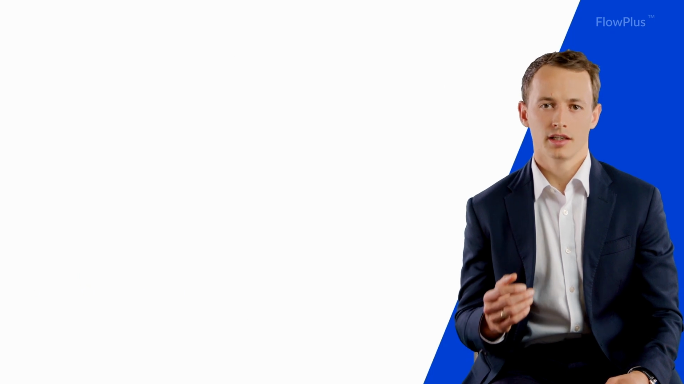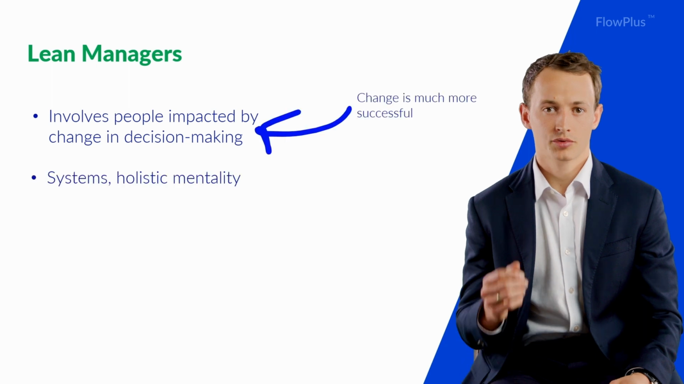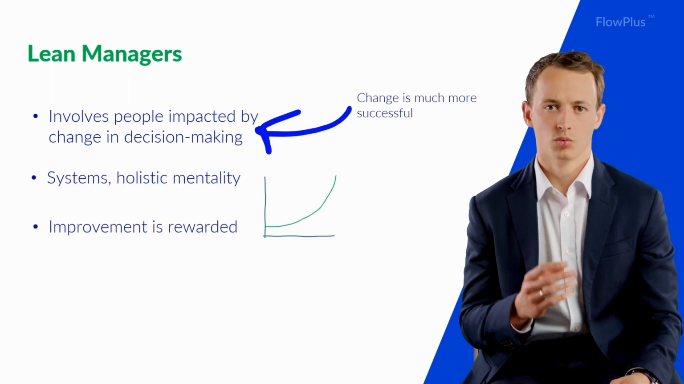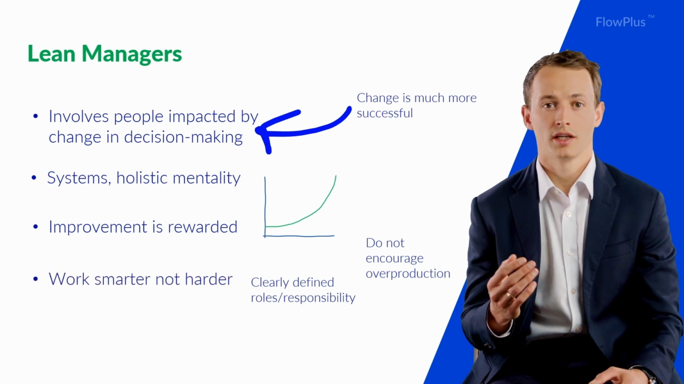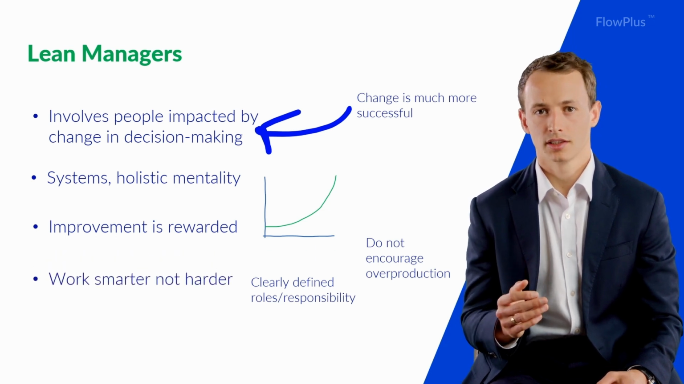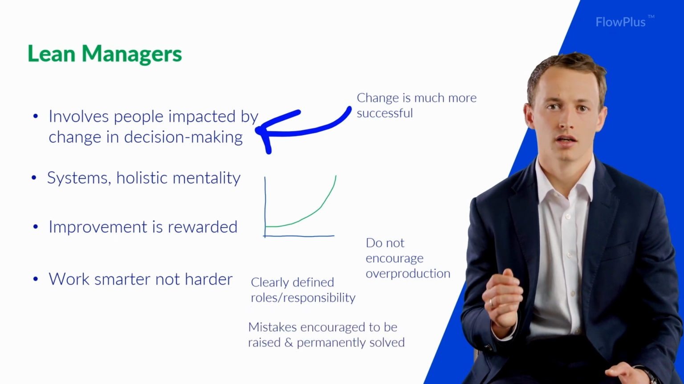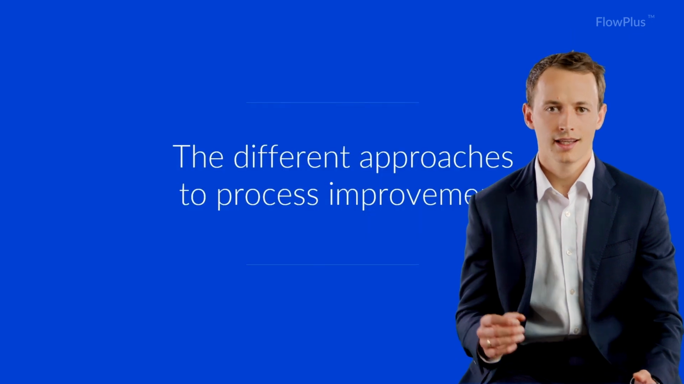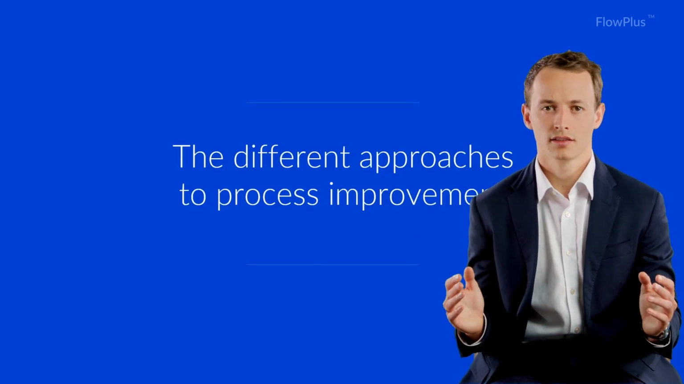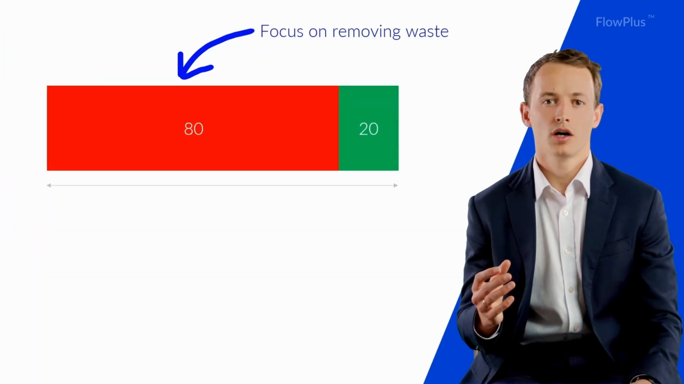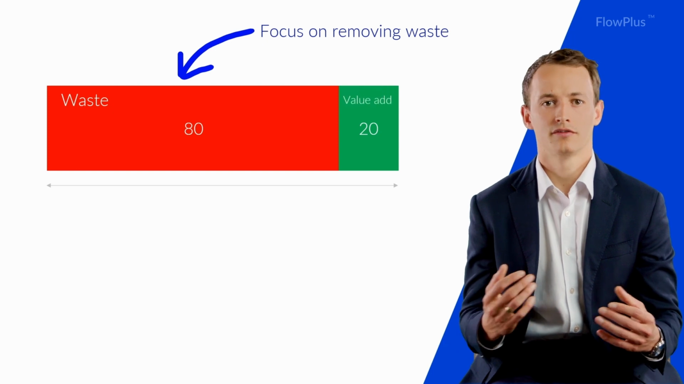A lean manager involves everyone impacted in the decision-making process. Improvements are celebrated and rewarded. The last thing they ever want is overproduction, the worst waste of all. If a problem is ever spotted, Toyota empower all staff to stop the production line and alert a supervisor immediately. Lean teaches us that typically 80% of an entire process is non-value adding. That is why we focus on removing waste and not making the value-adding part faster.